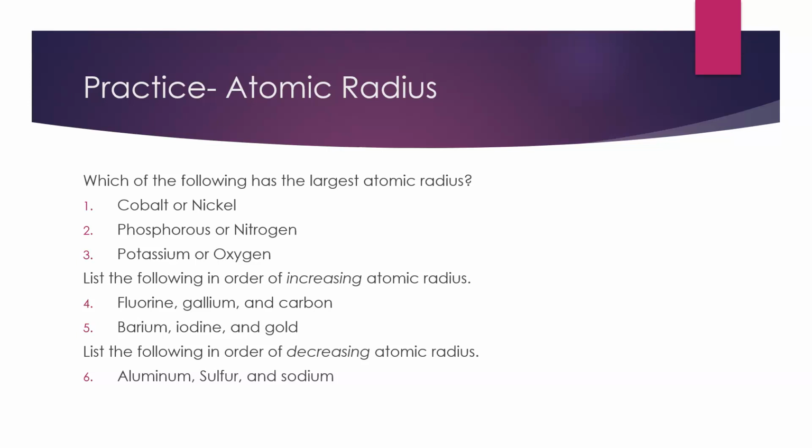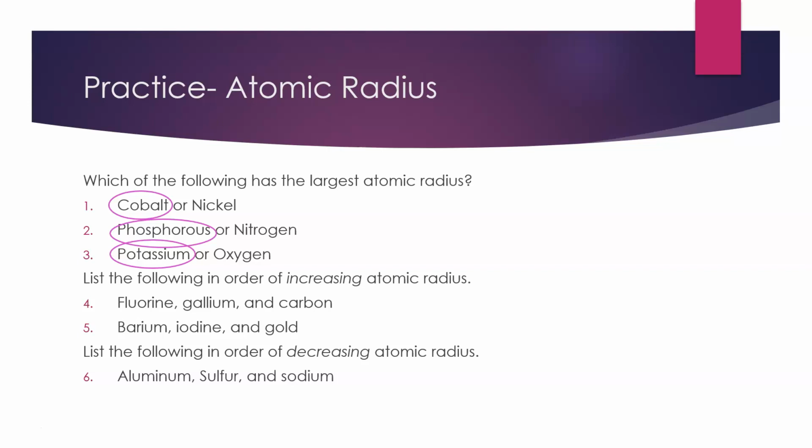All right. You were first asked which of the following has the largest atomic radius. First, between cobalt and nickel. And if you were looking at a periodic table, you should have selected cobalt because it was to the left of nickel, making it bigger. Next, you were asked phosphorus versus nitrogen, where you should have chosen phosphorus because it is farther down on the periodic table than nitrogen. And then between potassium and oxygen, you should have chosen potassium because it's farther to the left and farther down, making it the clear winner.